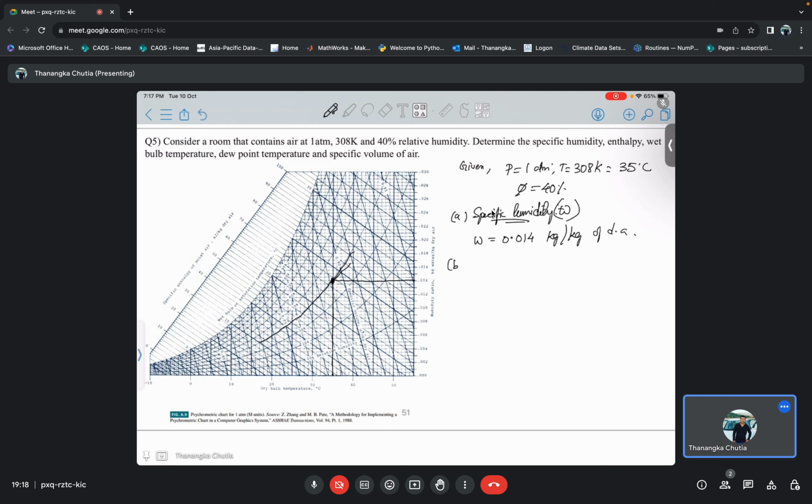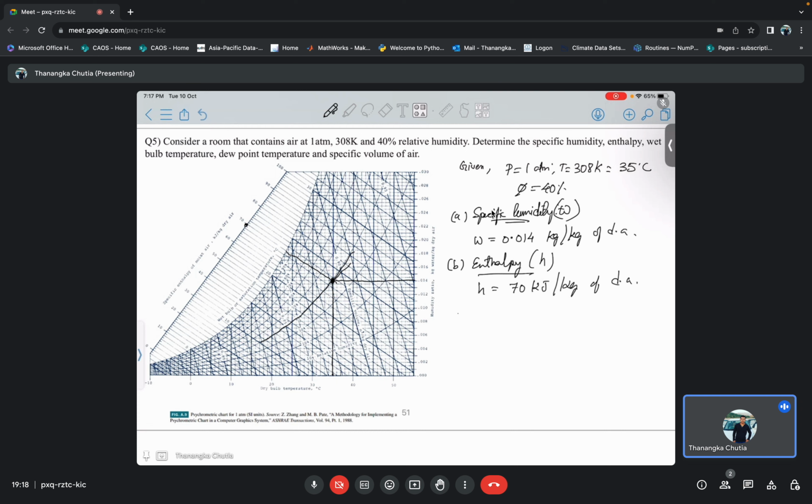Next, enthalpy, that is H. From this point I will draw an inclined line to this point. So enthalpy H is equal to 70 kilojoule per kg of dry air.